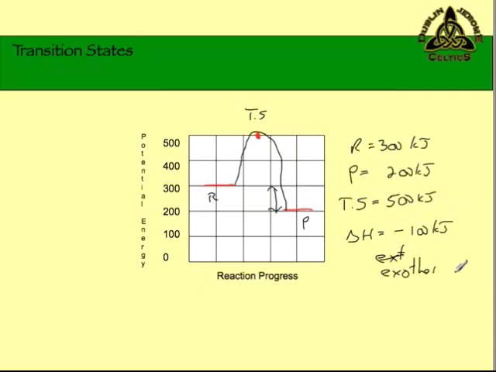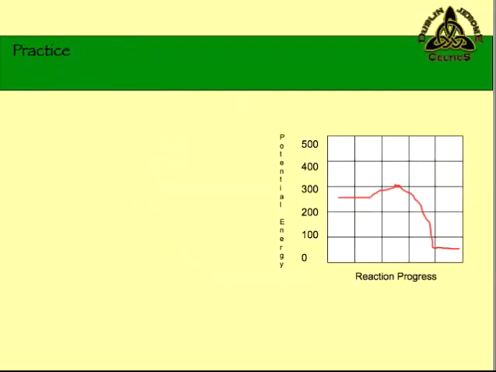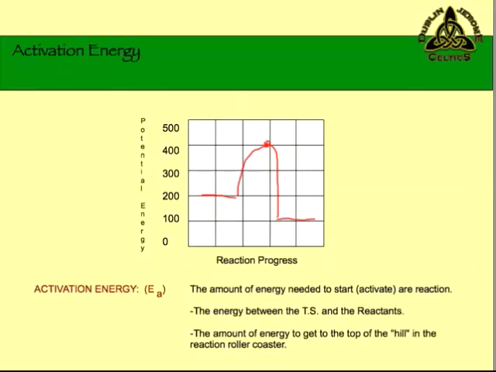There we go, spelling. Exothermic. All right. There's one more value here. Oh, we can look at reading the graph as well. One more value here called the activation energy.